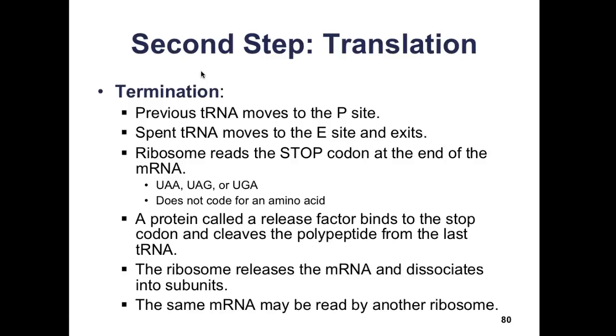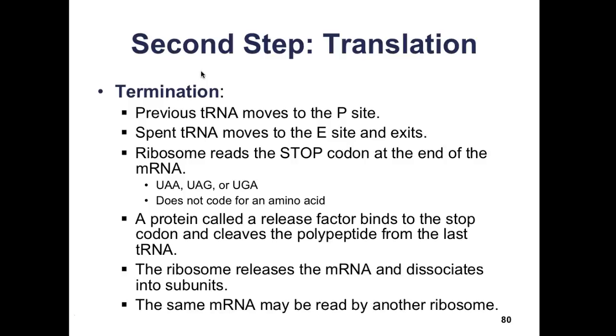So the previous tRNA moves to the P site, the spent tRNA moves to the E site and exits. And the ribosome reads that stop codon at the end of the messenger RNA. UAA, UAG, UGA are the three stop codons. It does not code for an amino acid. But basically what happens is a protein called a release factor is going to bind to the stop codon and cleave the polypeptide from the last transfer RNA molecule.